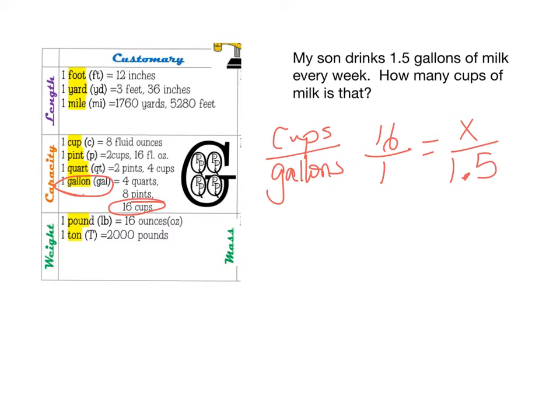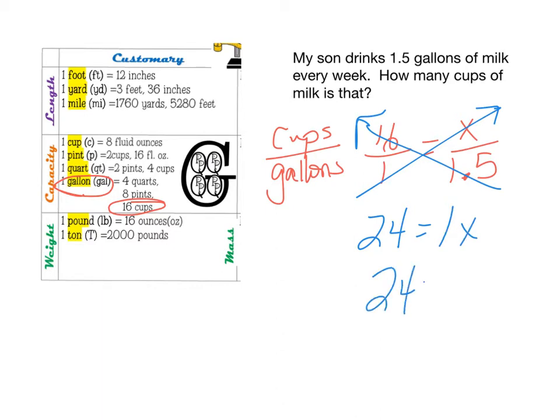And you can put decimal numbers in a proportion problem. Then cross products to solve. 16 times 1.5 is 24, and that equals 1 times x. That's 1x. So the answer is 24 equals x. 24, not gallons, 24 cups.